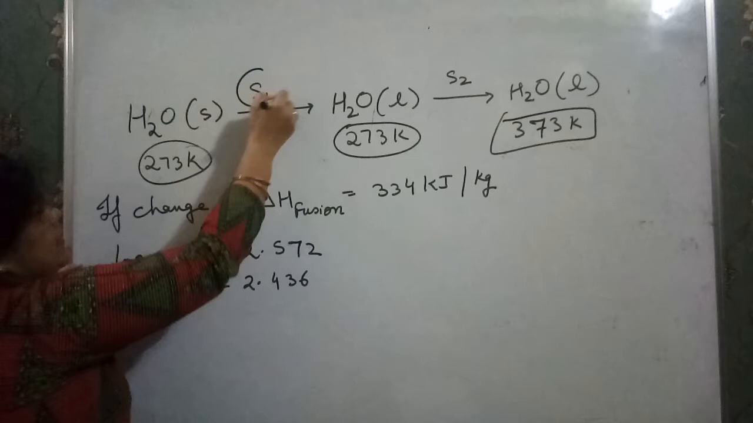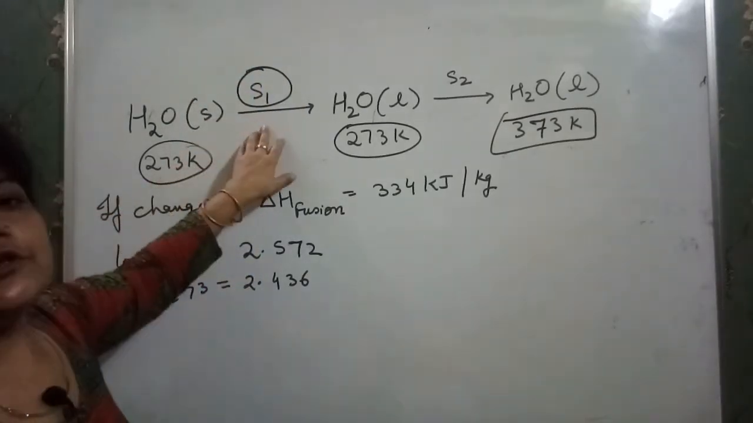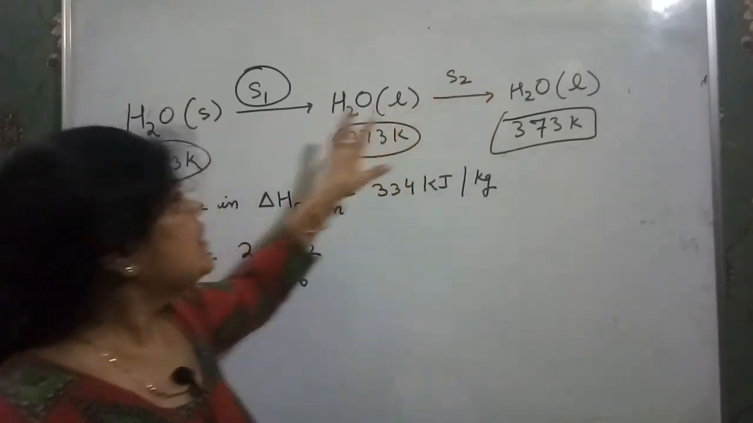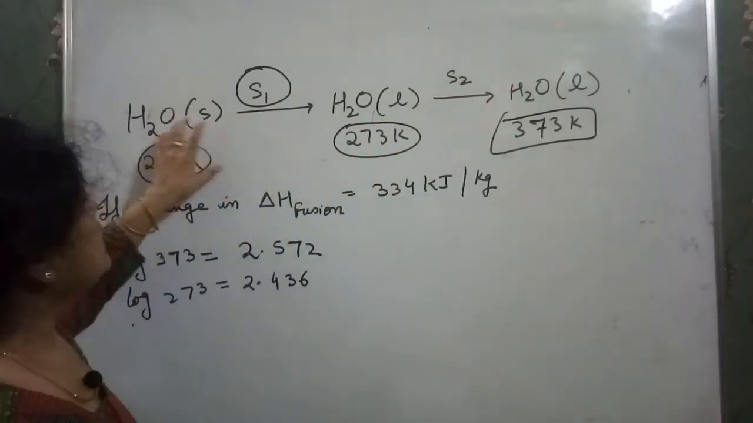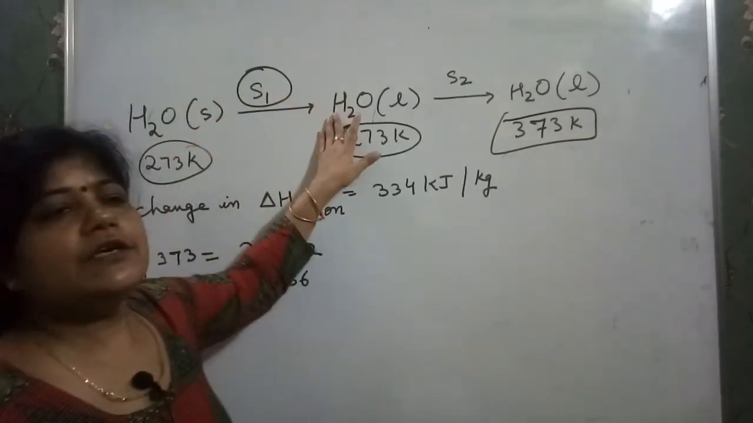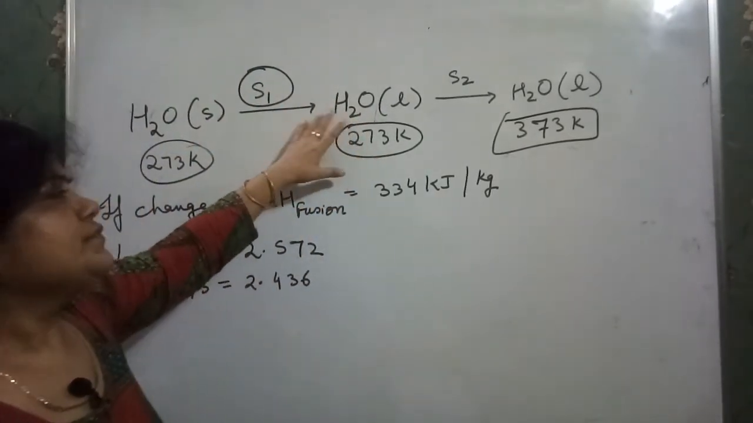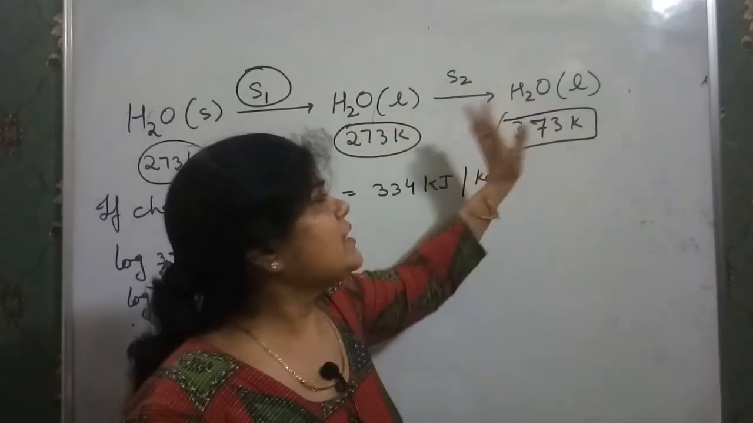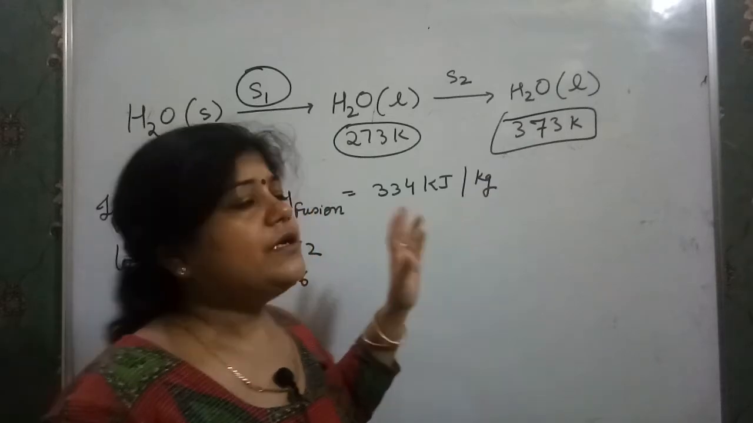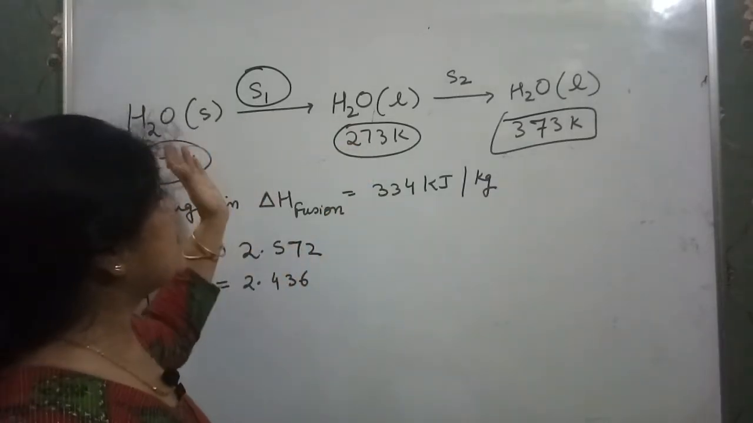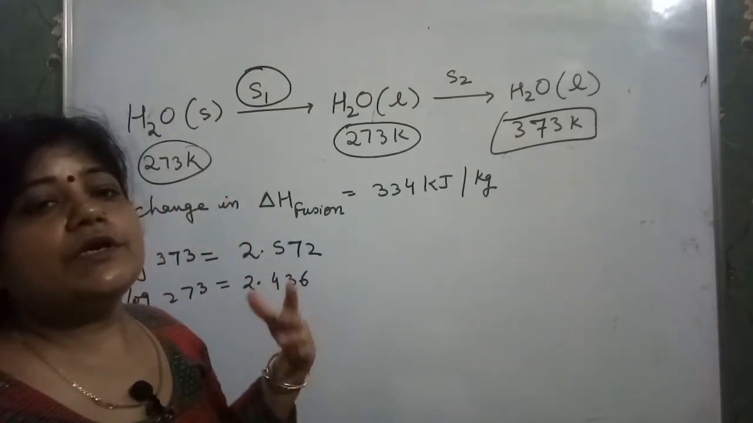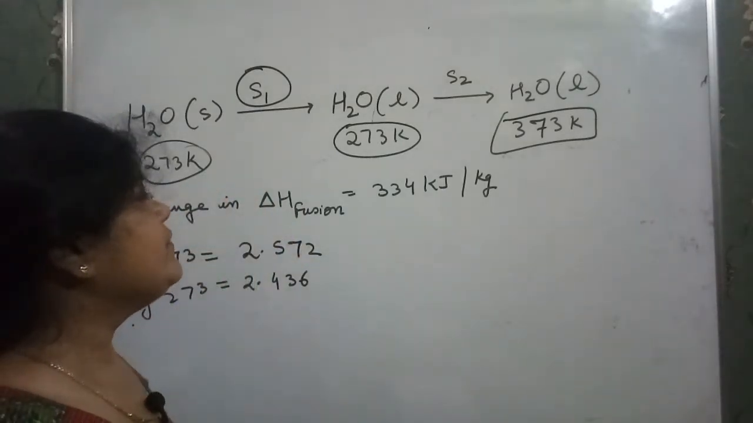Here I have taken the change in entropy for the first process as S1, and for the second process as S2. In the first step, there is a change of state, that is solid ice gets converted into liquid water, and then the water changes its temperature from 0 degrees to 100 degrees, that is it gets boiled. Then how will we calculate the entropy in each case, and the total entropy change?